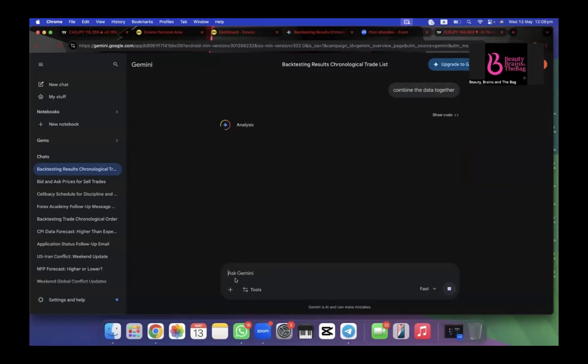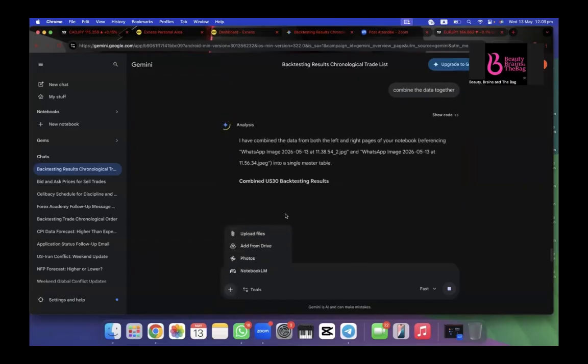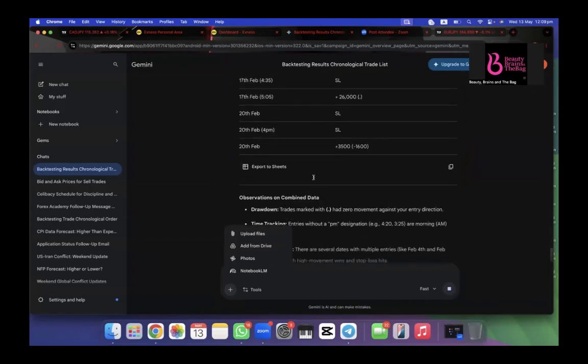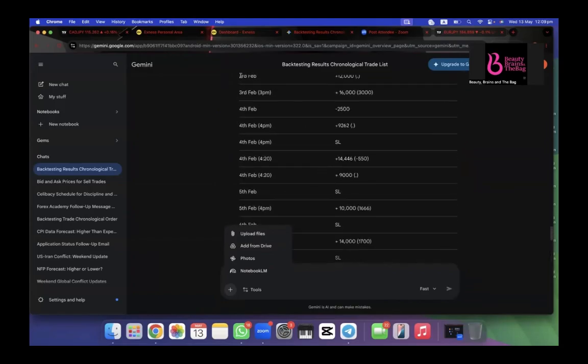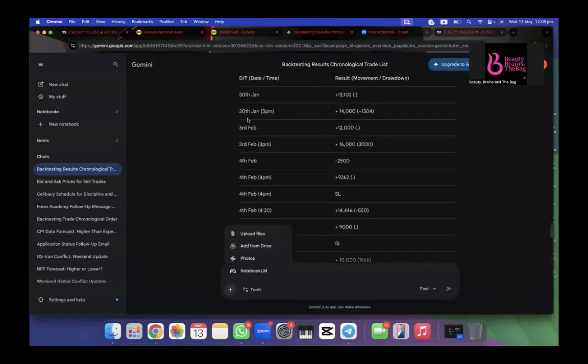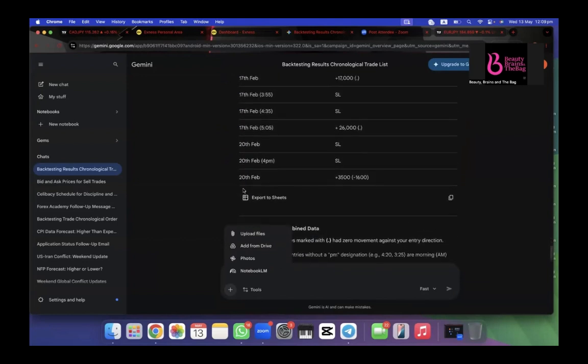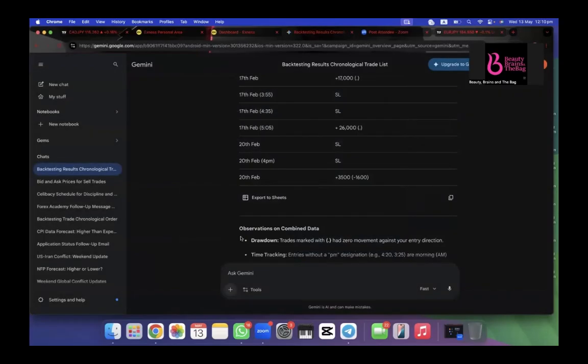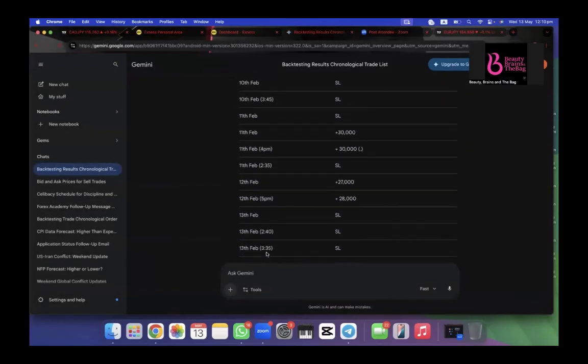You can upload more than one screenshot. Okay, this has combined this thing together. See, it's even arranged it from 30th of January and so on. You can choose to upload one, two, three. So if my backtesting data is more, I can upload all of them, then write the prompts to clean everything for me. So you see it now.